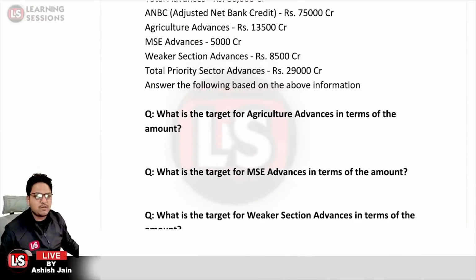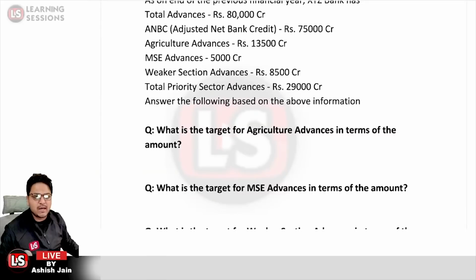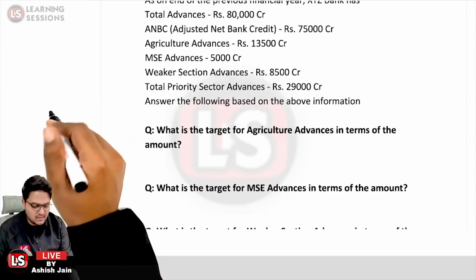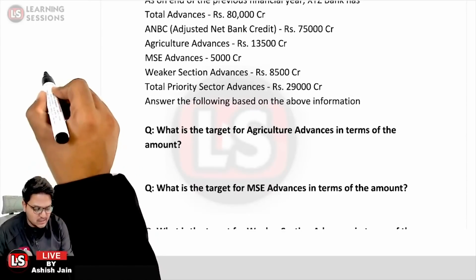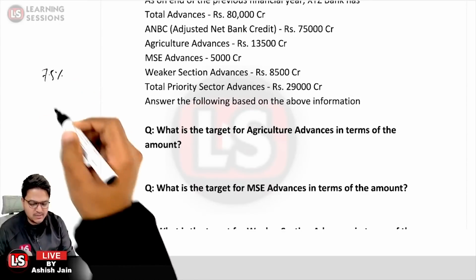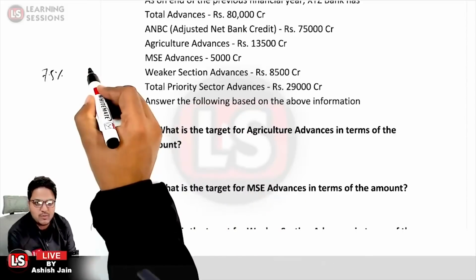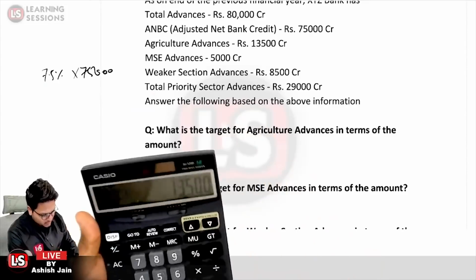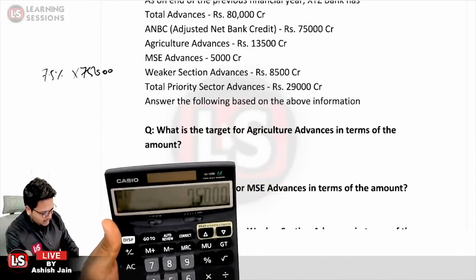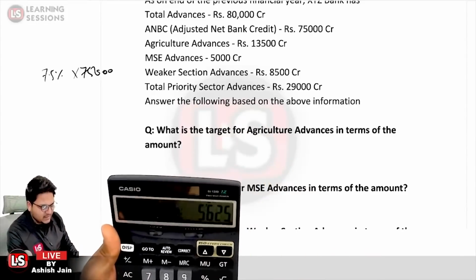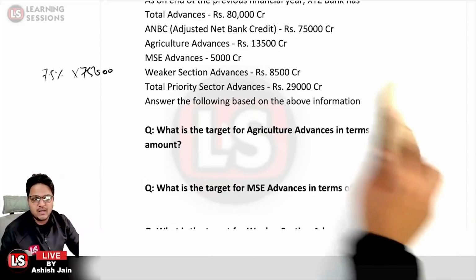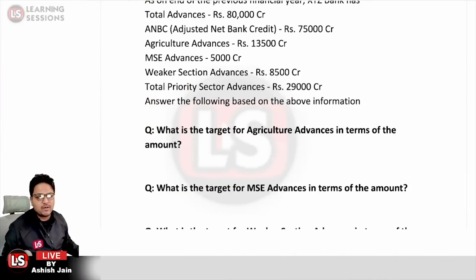Now let's move to the next question. It says, what is the target for MSE advances in terms of amount? So what is the sub target for MSE, that is micro small enterprises? It is 7.5% of ANBC. ANBC is again given to be 75,000 crores. So 75,000 crores multiplied by 7.5% comes out to be 5625 crores.